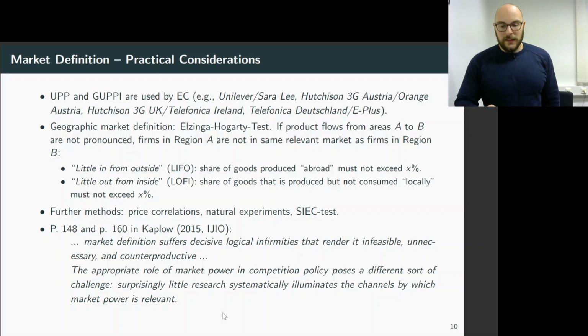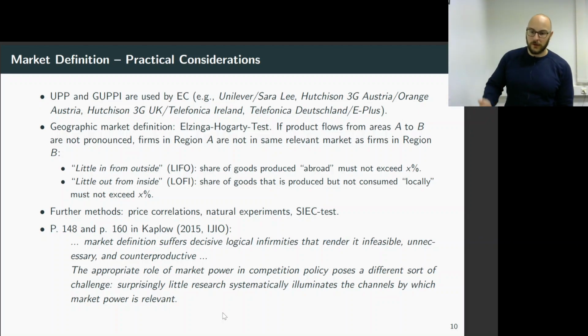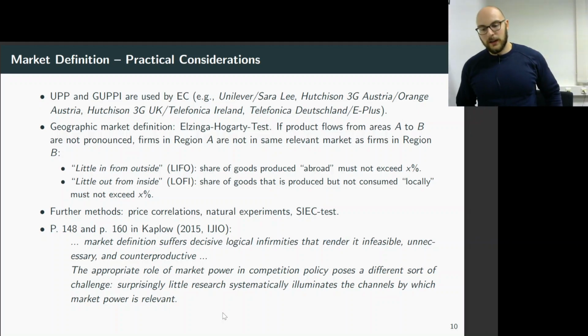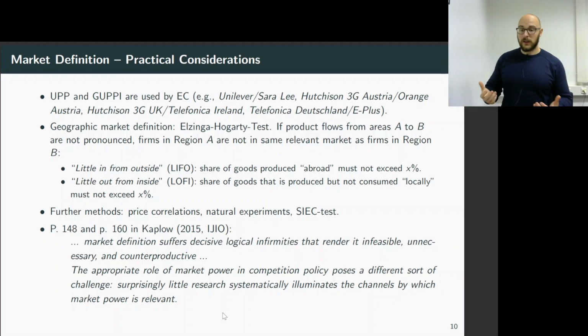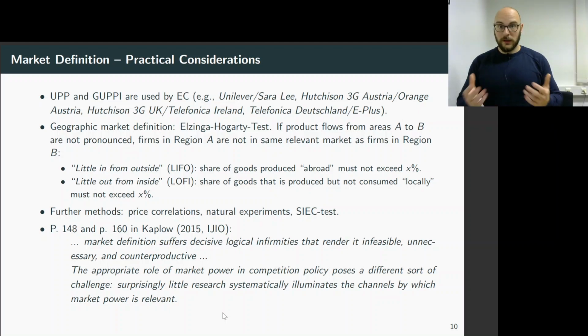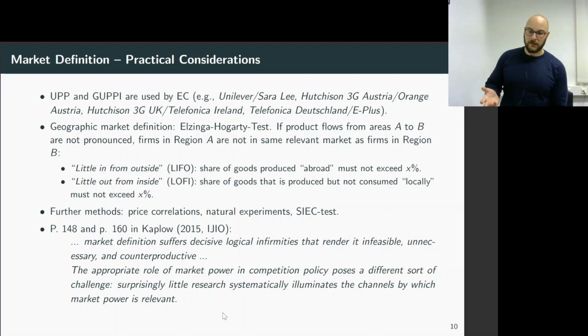And the SIEC test is the so-called structural substantial impediment to effective competition test, which is also used by the Bundeskartellamt, a holistic test where you look at whether effective competition is impeded. That's also relevant in practice.